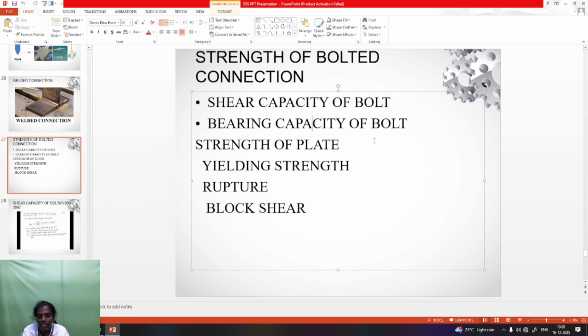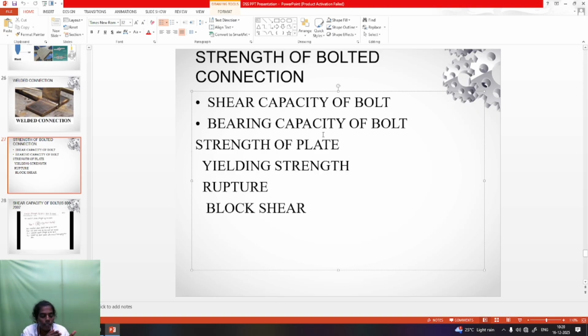Next one is bearing capacity. Bearing capacity is also a bolt failure. The bolt is bent, or failure occurs in any one direction, so you determine the capacity to resist the bearing failure. So these are the bolt-related steps.